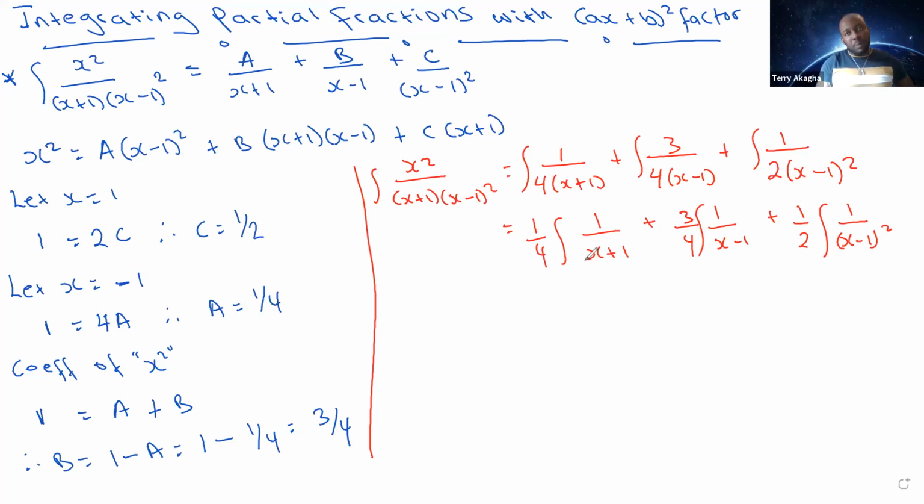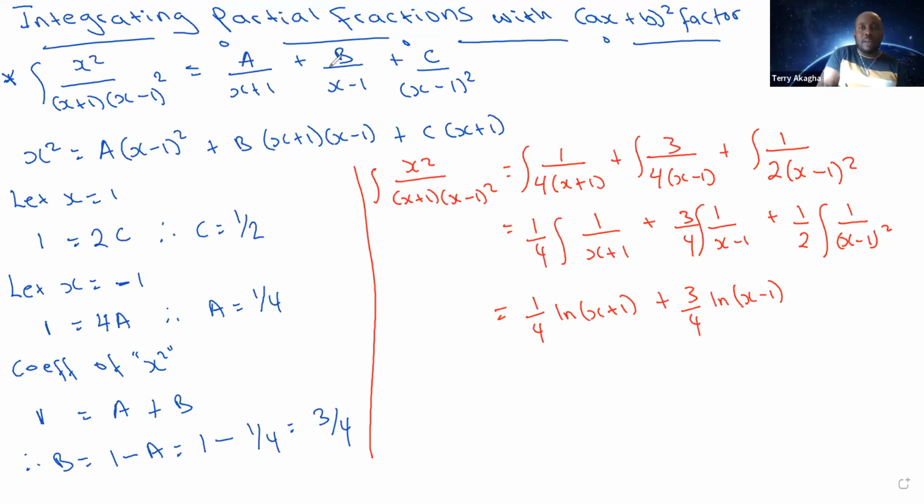Now, this is very simple. Here, it's going to give you 1 over 4 ln x plus 1 plus 3/4 ln x minus 1. But this one can't give you ln because when you integrate this, it's not going to give you the numerator. So we then have to use any of the rules we've learned before on how to integrate, okay? We can use substitution here, or any other different method, okay?